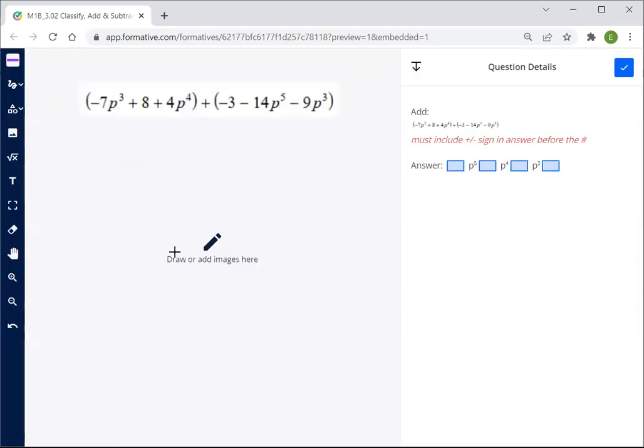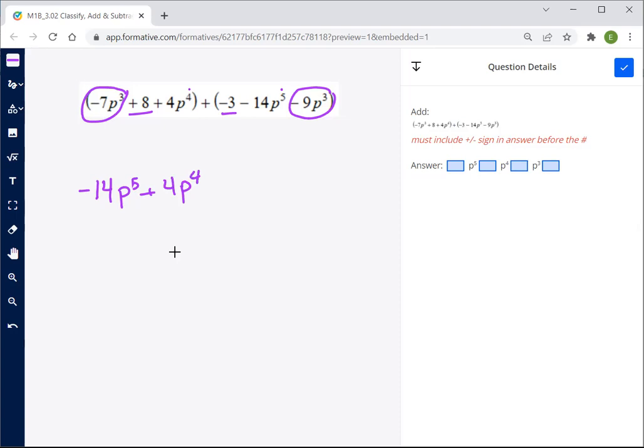Next one, this one's adding as well. So again, you're combining your like terms. So 3 and 3. And then we have our constants. Nothing else can be combined. I would also put it in standard form, so start with the highest degree. The highest degree is 5, so that would be -14p to the 5th, because you want to take the sign and the coefficient with it. Next would be 4, so it would be plus 4p to the 4th.